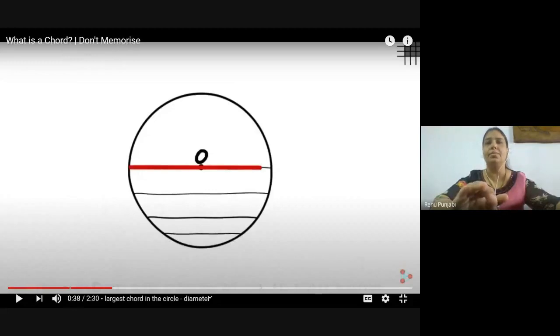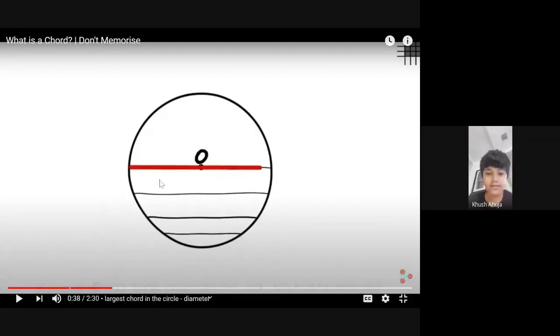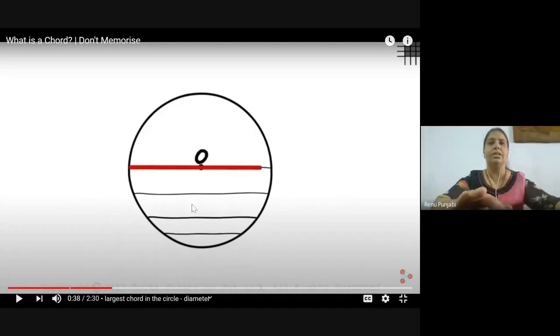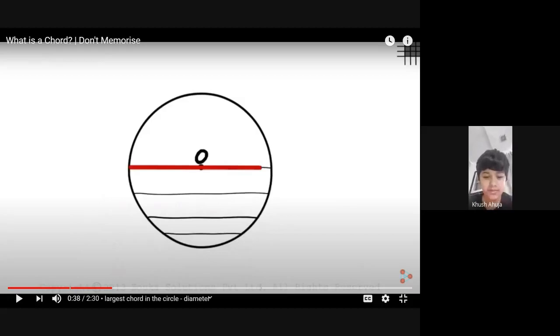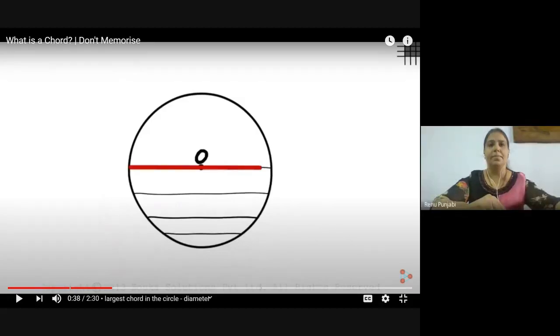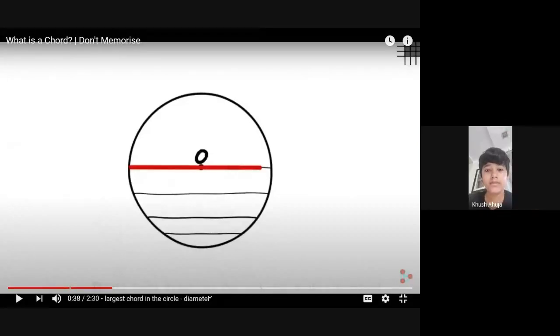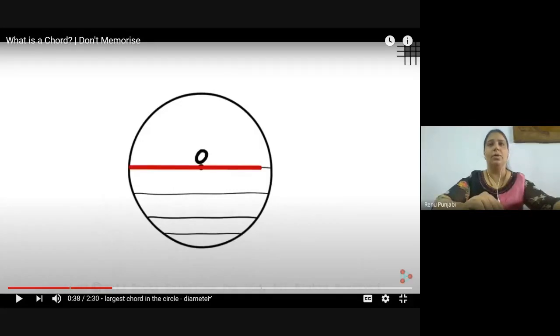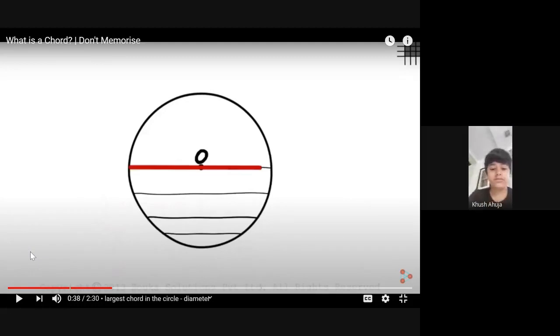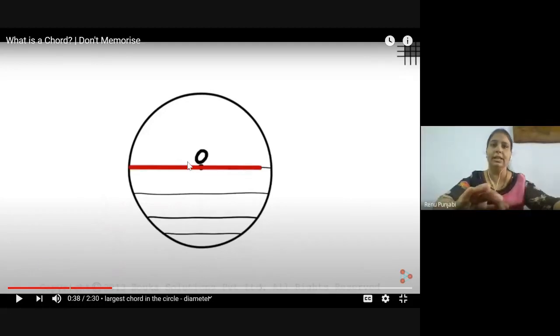Can you please tell me which is the longest chord? The first one, second one, third one, or the fourth one? Which one, Khush Ahuja? Ma'am, the fourth one. And this is called what also? Chord also, and one more name is there? Diameter.